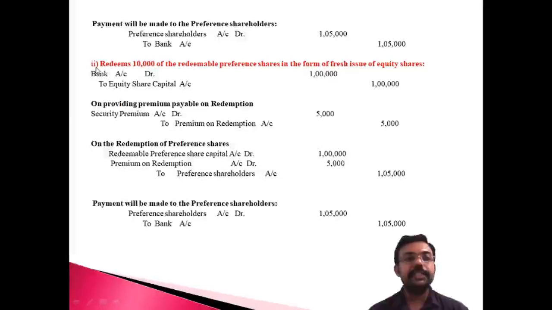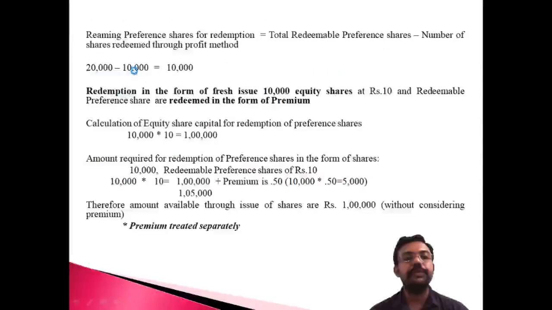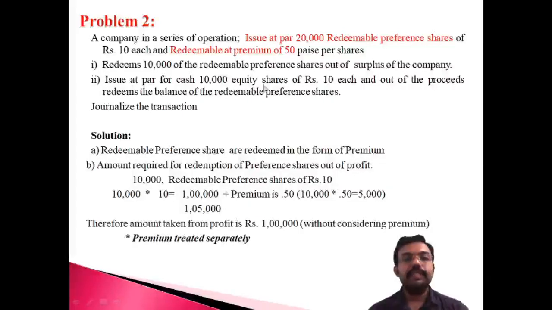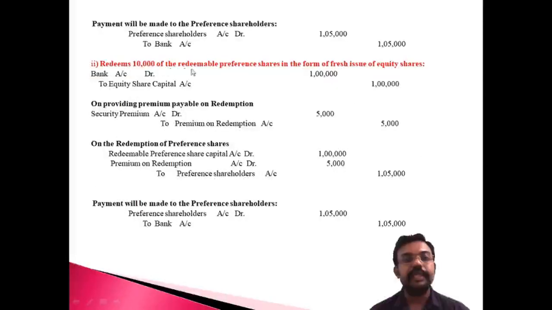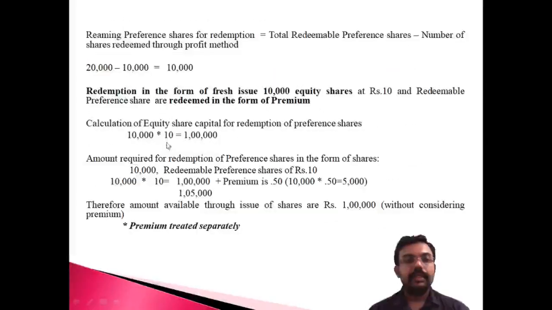The second situation, they're redeeming the 10,000 redeemable preference shares in the form of a fresh issue of equity shares. They're issuing 10,000 equity shares of rupees 10 each. That's redemption in the form of a fresh issue of shares. That means the second situation, redeeming the 10,000 redeemable preference shares in the form of a fresh issue of shares. Okay, they're issuing the shares at par, 10,000 into 10.